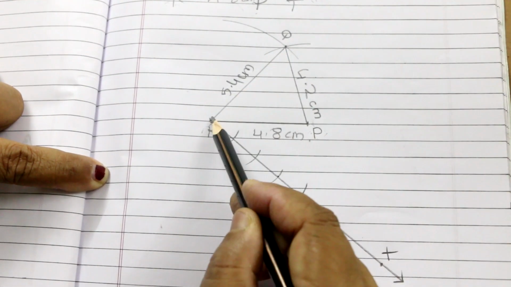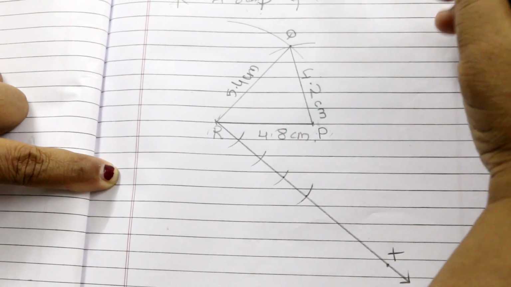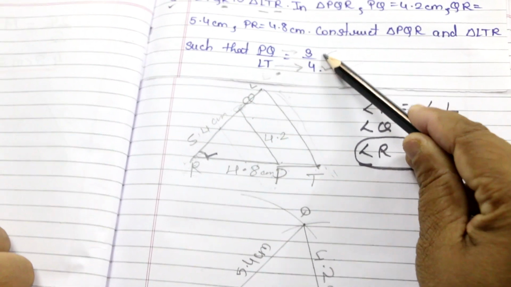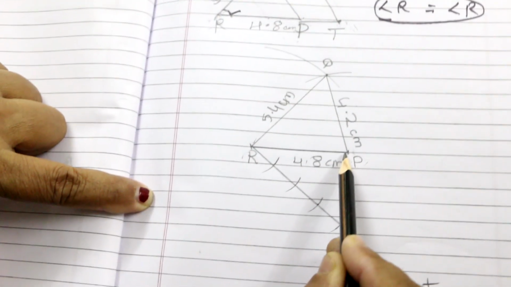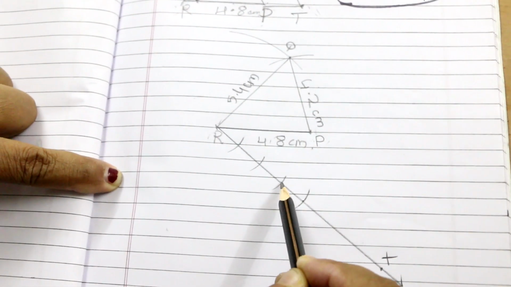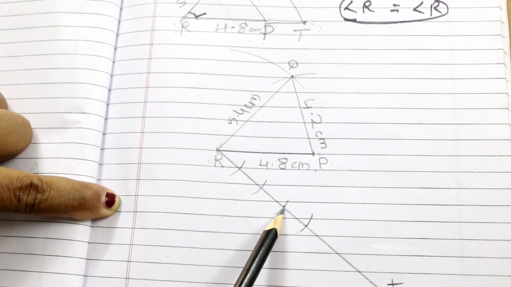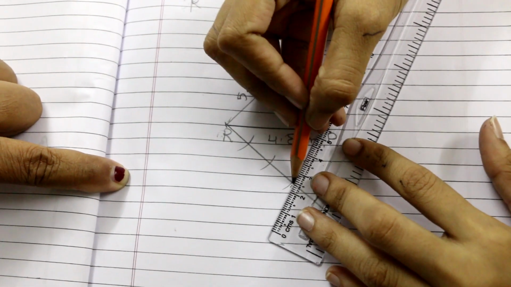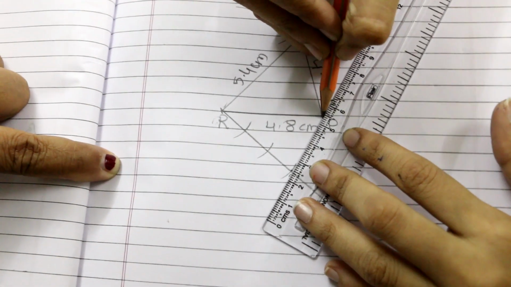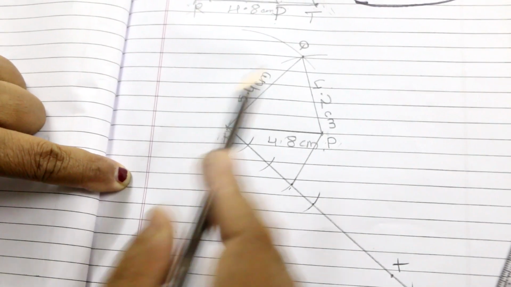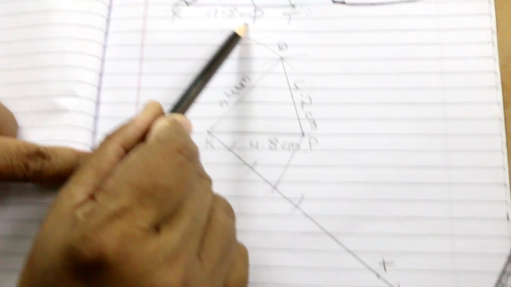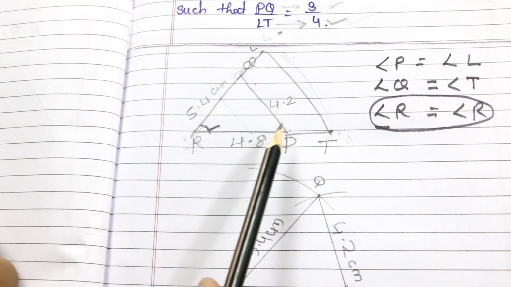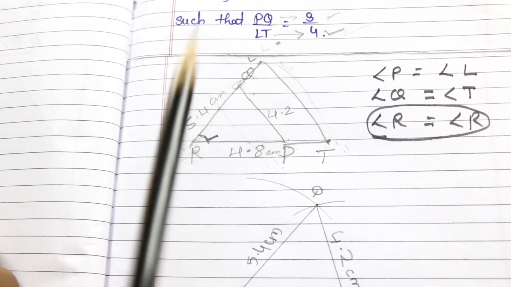Triangle PQR has smaller parts, 3. So the point P should be joined to the third part of this line X. Join it. Okay. Now children, you see the rough figure. PQ is corresponding to TR. That means PQ is parallel to TR.